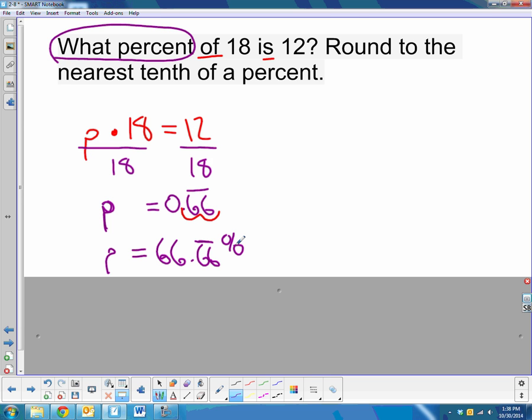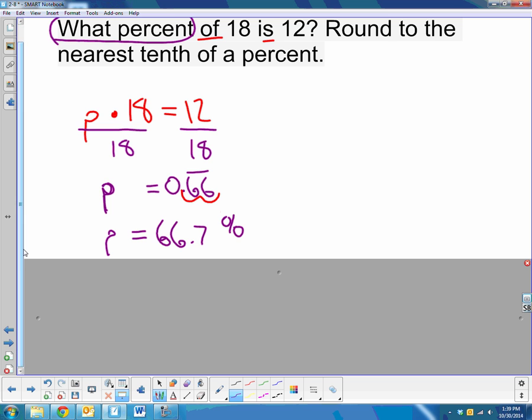However, of course, I look back at the question: round to the nearest tenth of a percent. And so I am going to have to round. It would not be 66.6 repeating anymore. If I round to the nearest tenth of a percent, I'm going to get 66.7%. So using those words is and of, I can set up an equation, solve for P, and I have to make sure that I change my answer to a percent if it's asking for a percent.